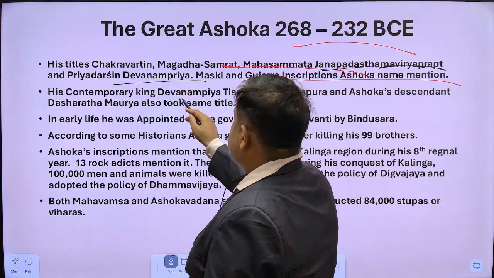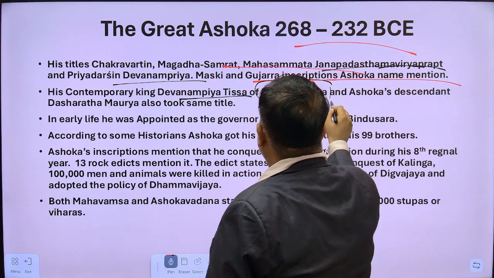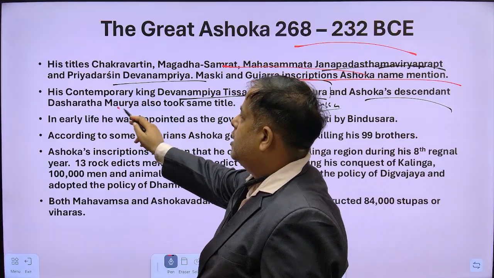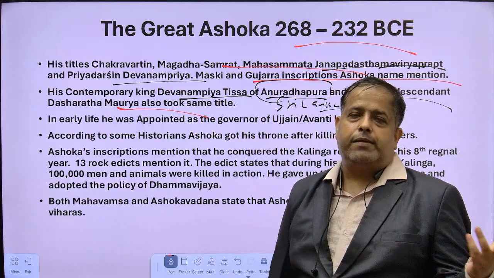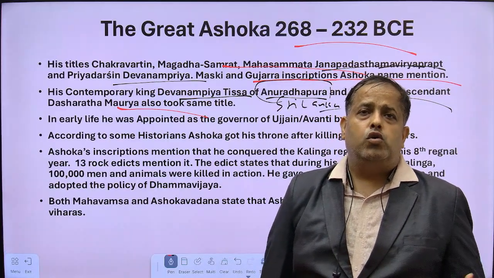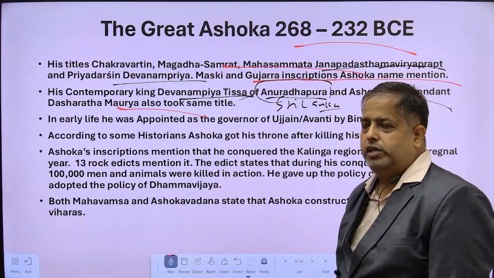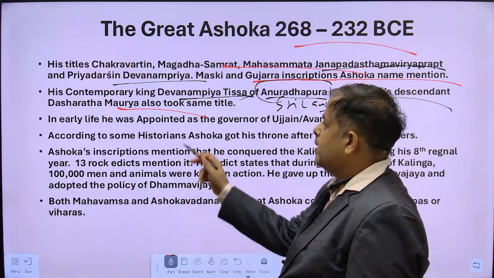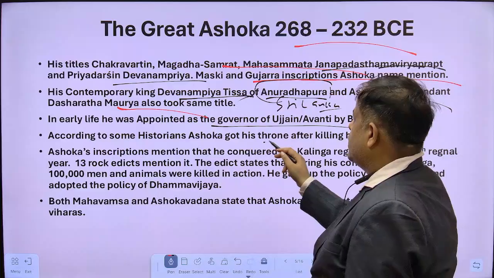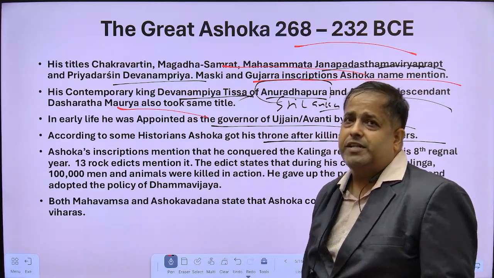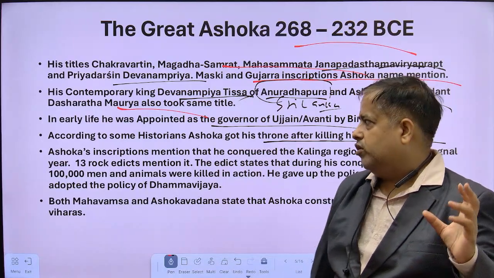His contemporary king Devanampiya Tissa of Anuradhapura, beta, Sri Lanka, and Ashoka's descendant Dasharatha, the grandson of Ashoka, also took the same title, Devanampiya. So beta, sometimes the question arises: besides Ashoka, which other rulers took the title Devanampiya? So there are two rulers, Tissa and Dasharatha Maurya. Okay. In early life, he was appointed governor of Ujjain or Avanti by Bindusara. According to some historians, Ashoka got his throne after killing his 99 brothers, but beta, there is no historical proof which describes it. Okay, focus on this.